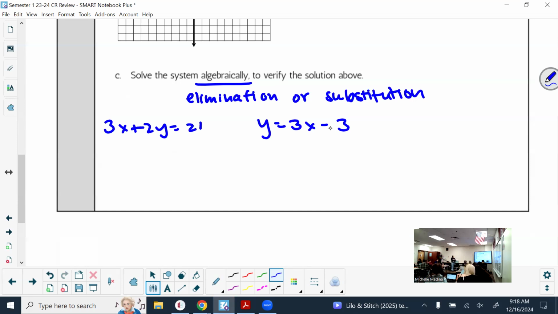For elimination to work, they'd have to be in the same form. So I'd probably make this one look more like that one by moving the 3x. How would I move it to the other side? You would subtract it. To make it cancel out, I'd have to make it 0. Subtracting it would do that. Whatever you do on one side, do it to the other side. This makes it negative 3x plus y equals negative 3, which is now something that I can line up with this one and do elimination.